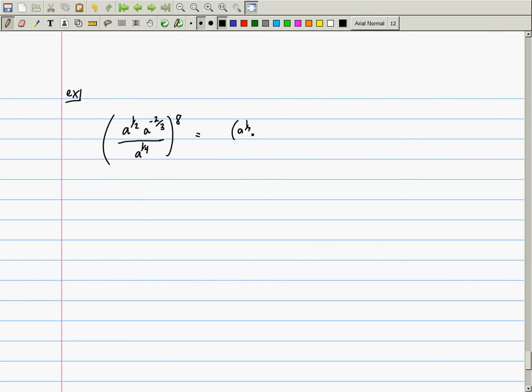So then this will be a to the 1/2 to the 8, and then a to the negative 2/3 to the 8, over a to the 1/4 to the 8. That's what I mean by distributing the 8. Now, the term in the top left, a to the 1/2 to the 8, that's iterated exponents. How do you combine iterated exponents? Multiply them, so this will be a to the 4th, and then multiplied by a to the negative 16 over 3, no cancellation there, but that's okay. And in the denominator, a to the 2. By now you should be able to see that the a to the 4 in the numerator and the a to the 2 in the denominator, what will happen to them?